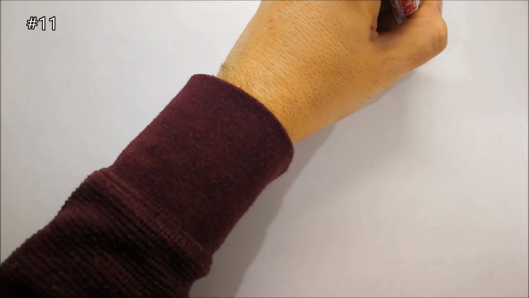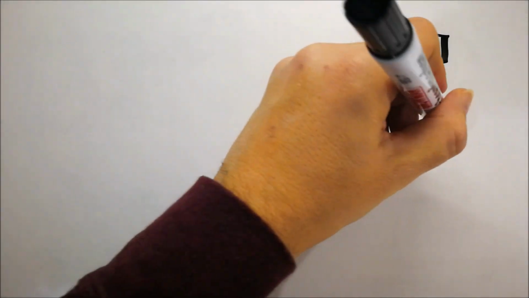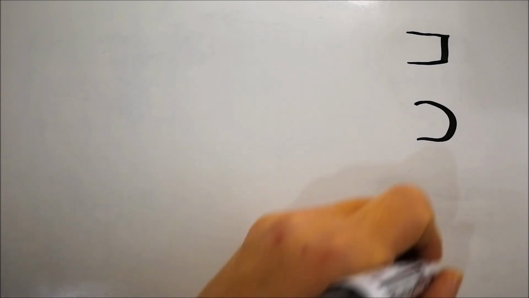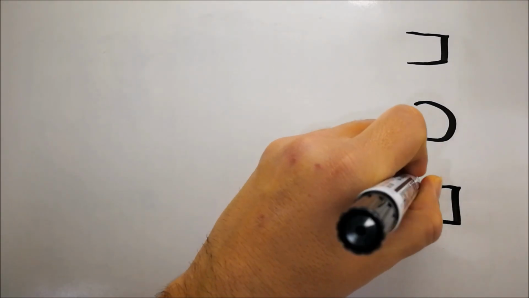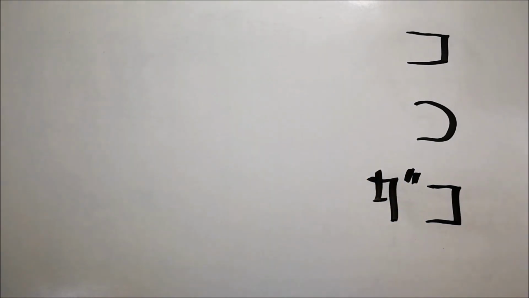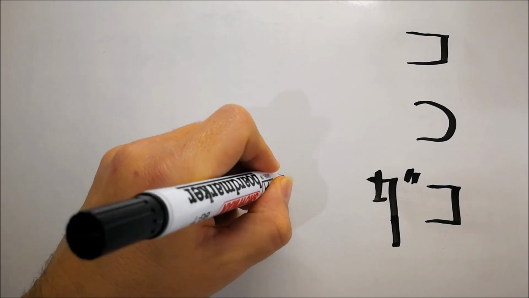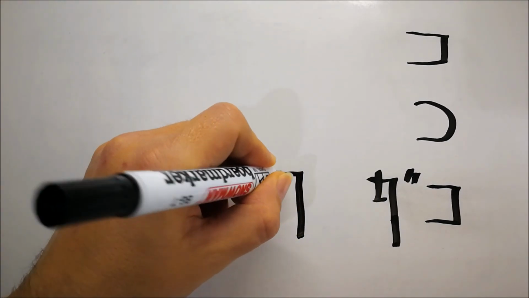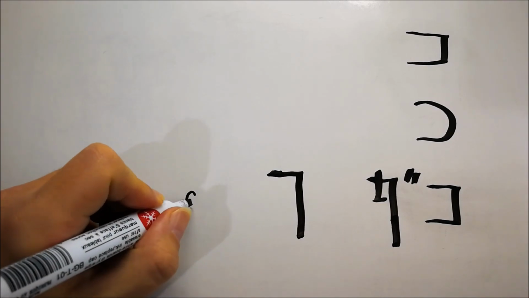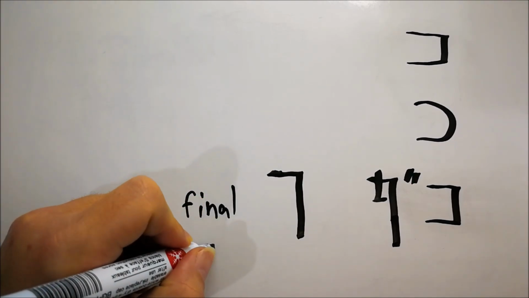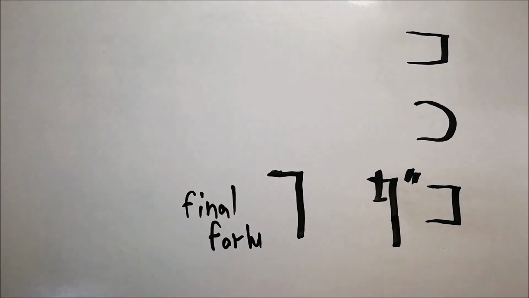The next letter is Kaf. This is how you write Kaf in print and handwriting. Kaf has a final form, which looks a little different than the regular form of the letter. Final form letters appear at the end of the word. You will never see a final form at the middle or a beginning of a word.